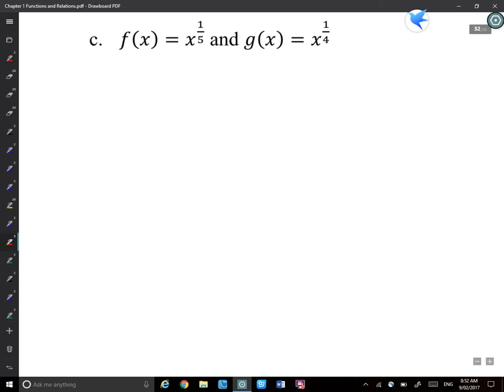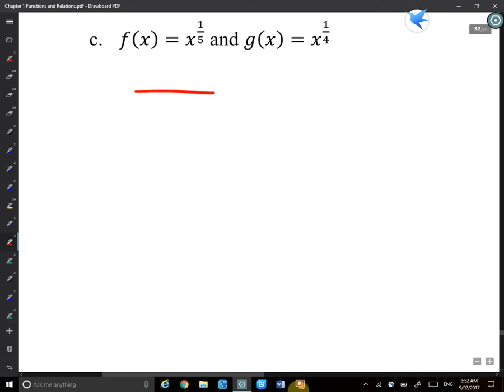Okay, next one. fx equals x to the power of 1 over 5 and gx equals x to the power of 1 over 4. So, fx equals x to the power of 1 over 5 and y equals x to the power of 1 over 4. Let's think about this, should they be in different quadrants?